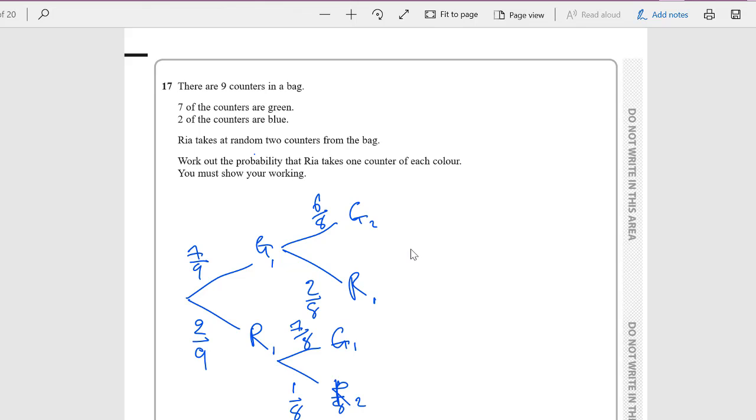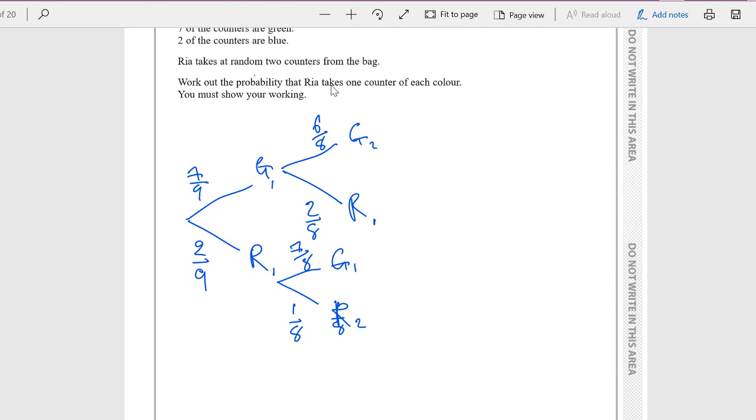Right, so it says work out the probability that Ria takes 1 counter of each color. You must show your working out. So if she takes out a green and then a red, that's 7 over 9 times 2 over 8, which gives us 14 over 72. And then here, if she takes out a red and then a green, that's 2 over 9 times 7 over 8, which is 28 over 72.